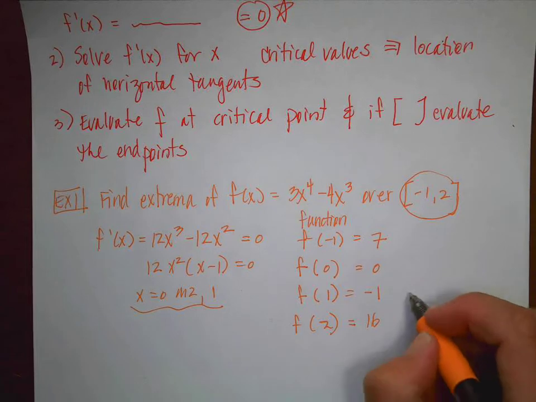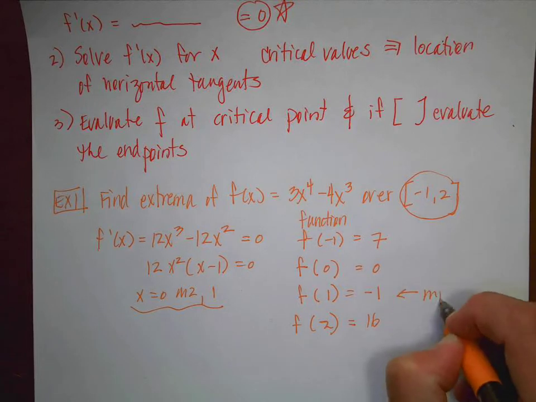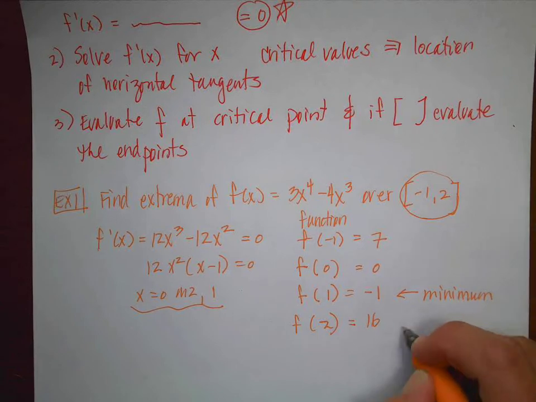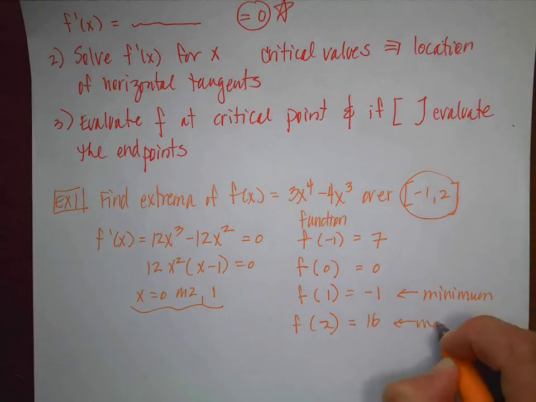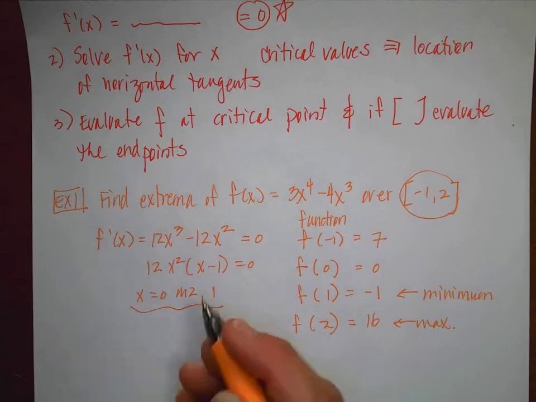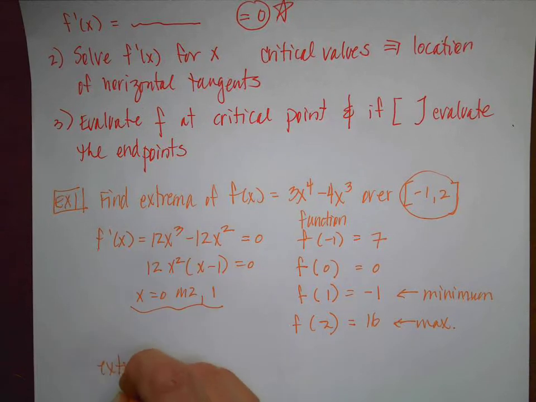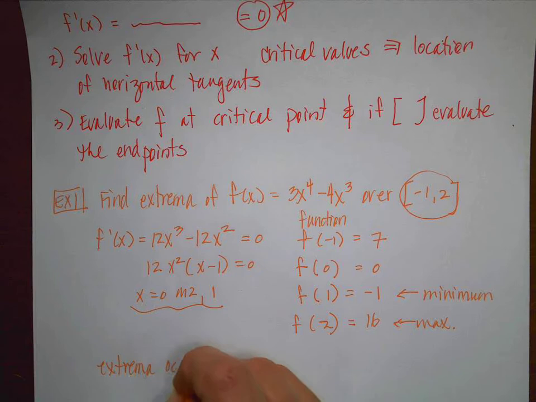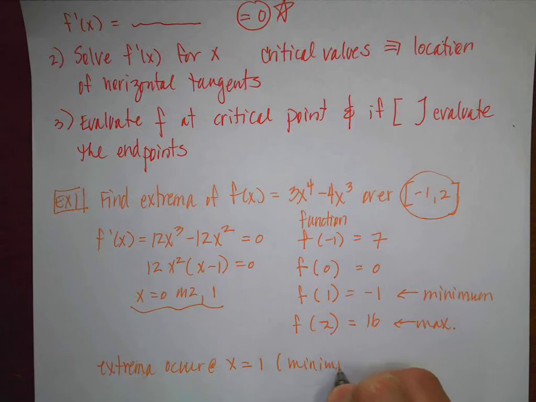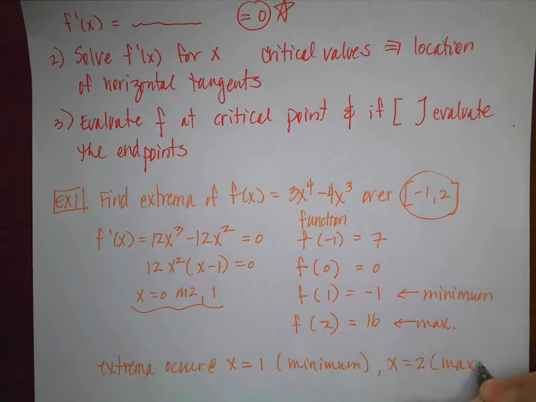And then this is pretty straightforward. The minimum is going to occur when x is 1. Minimum. There we go. And then this is going to be the maximum. Okay? So then if I answer the question, find the extrema occur at x is equal to 1, and in parentheses I'm going to put that it is a minimum. And then at x is equal to 2, and I'm going to put that it is a maximum.